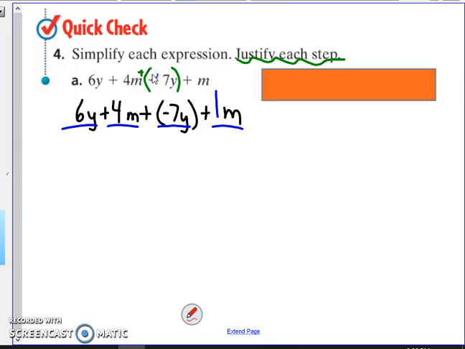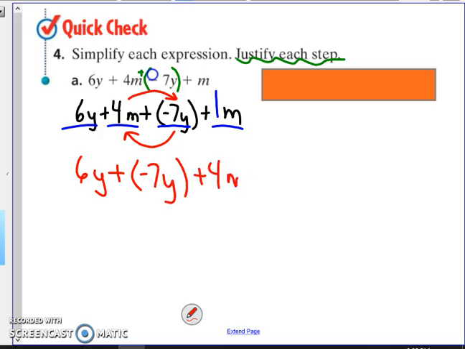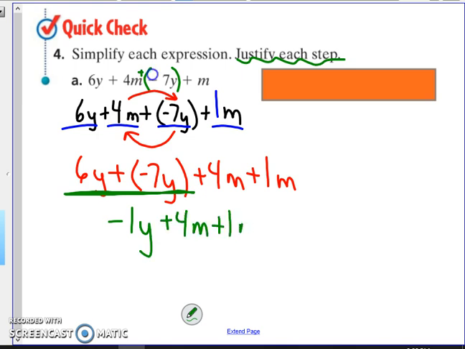Next, I notice that this is now all addition, and if it's all addition, I can rearrange it any way I want. I want to have the like terms next to each other. So I'm going to move the things that have the variable y to be next to each other. Commutative property of addition. So now it says 6y plus negative 7y plus 4m plus 1m. It's all addition. I can start adding things together. I have 6y's plus negative 7y's. They are like terms. I can add them together. I get negative 1y plus 4m plus 1m.